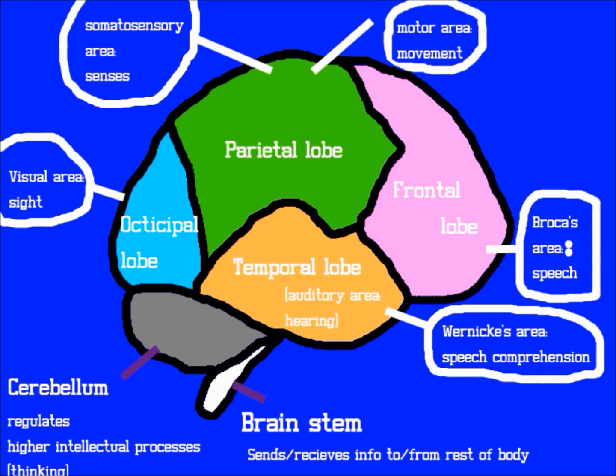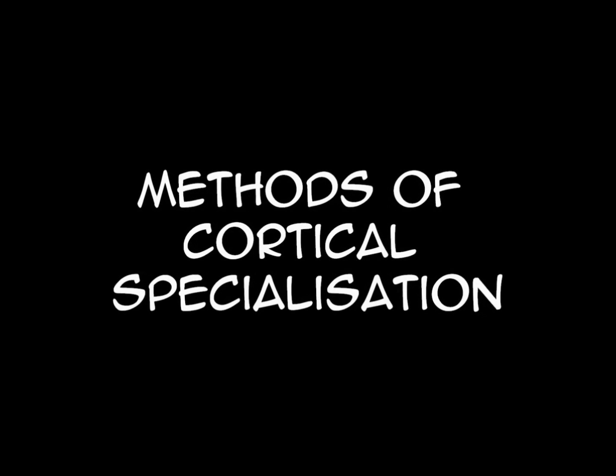There is also the occipital lobe, which is the visual area and deals with sight. And the parietal lobe has the somatosensory area, which deals with the senses, and the motor area, which deals with movement. There is also 2 other parts, called the cerebellum and the brainstem. The cerebellum regulates higher intellectual processes such as thinking, and the brainstem sends information to and from the rest of the body.